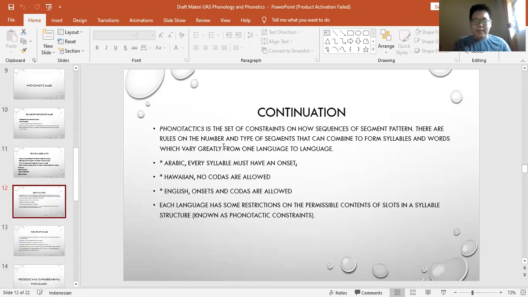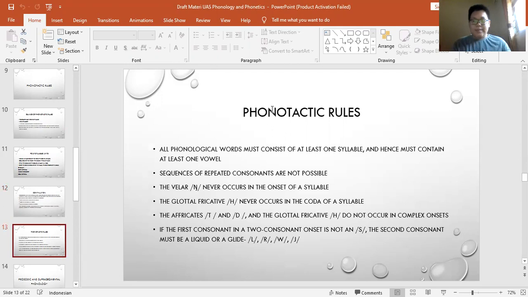Phonotactics is the set of constraints on how sequences of segments pattern. There are rules on the number and type of segments that can combine to form syllables and words, which vary greatly from one language to another. In Arabic, every syllable must have an onset. In Hawaiian, no codas are allowed. In English, onsets and codas are allowed. Each language has some restriction on the permissible contents of slots in a syllable structure, known as phonotactic constraints. Okay, these are the phonotactic rules.